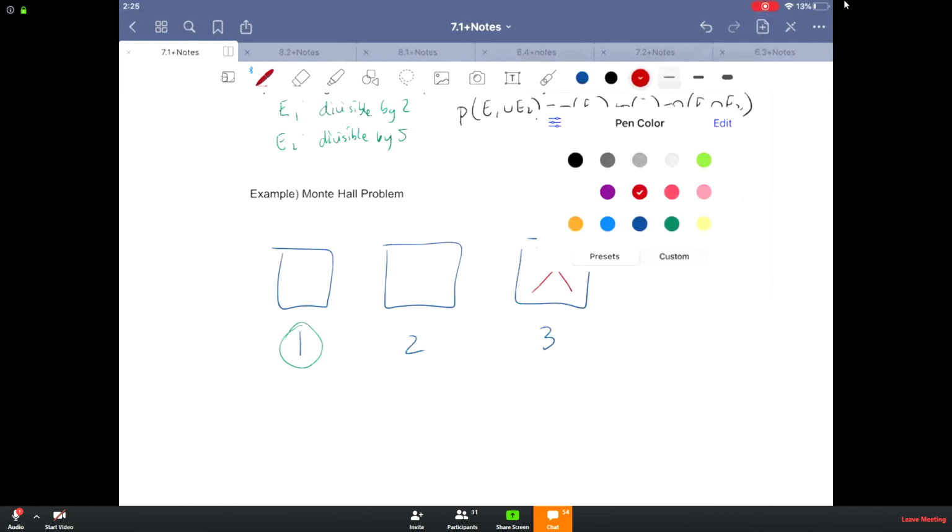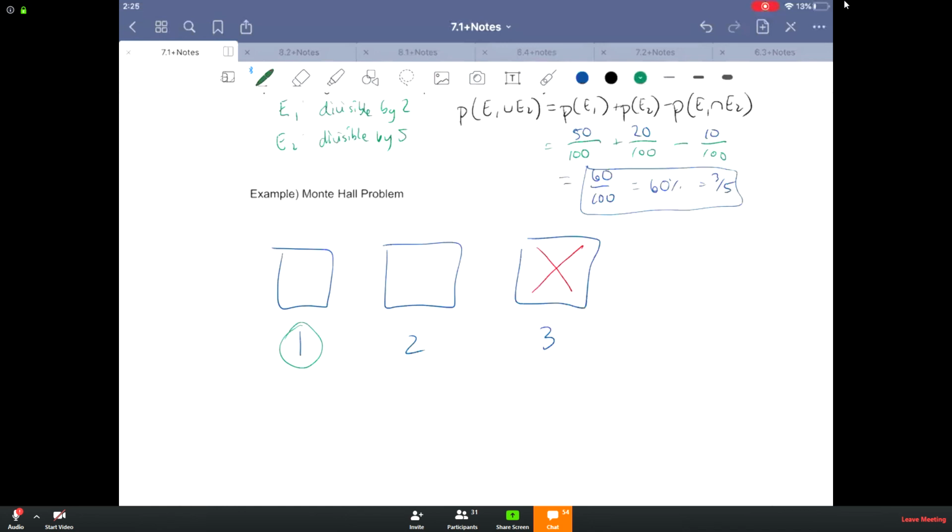And I ask you, by me telling you it's not in door number 3, would you like to stay with your original door? Would you like to switch? Those were your 2 options. And for us, does it matter? If we just think about probabilities, would you want to stay with door number 1, or would you want to switch to door number 2? Or does it not matter? Are they the same?